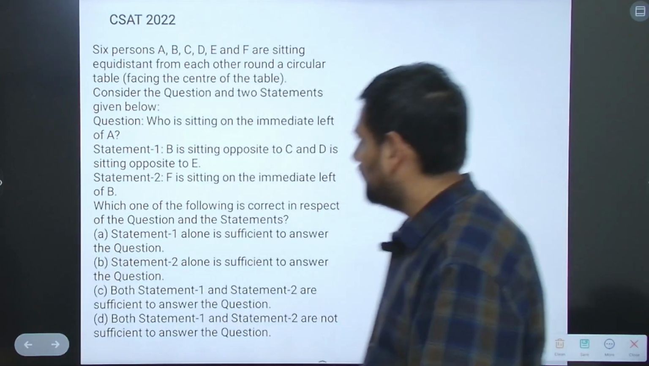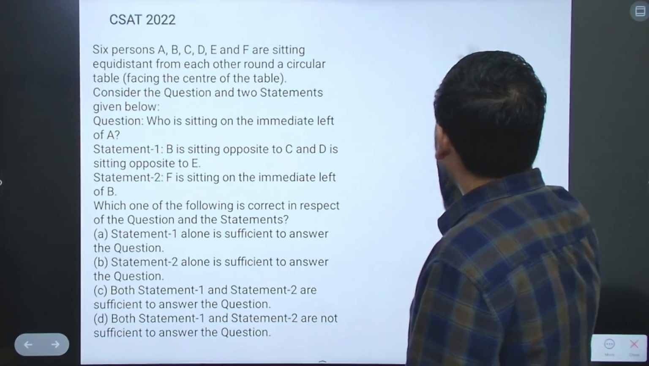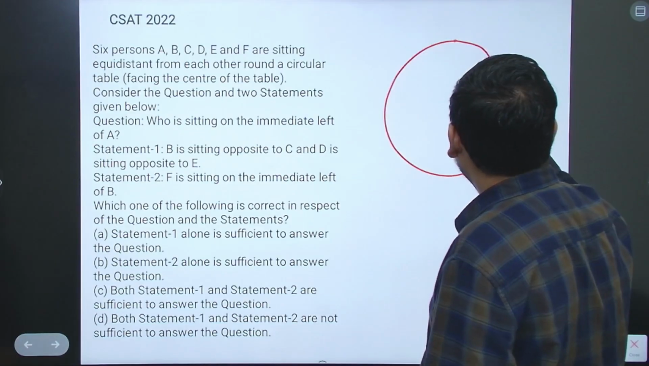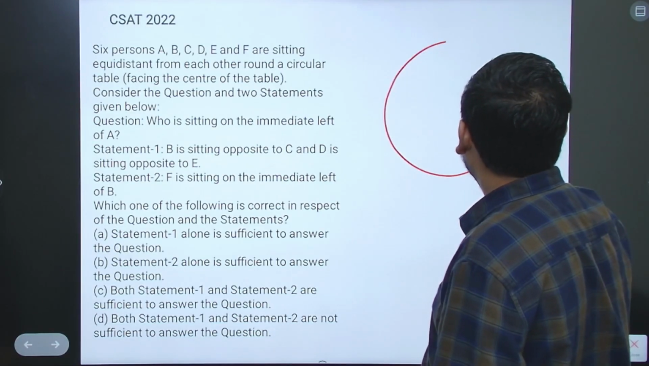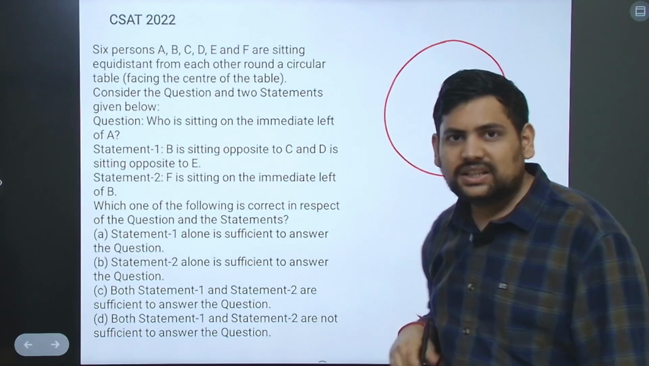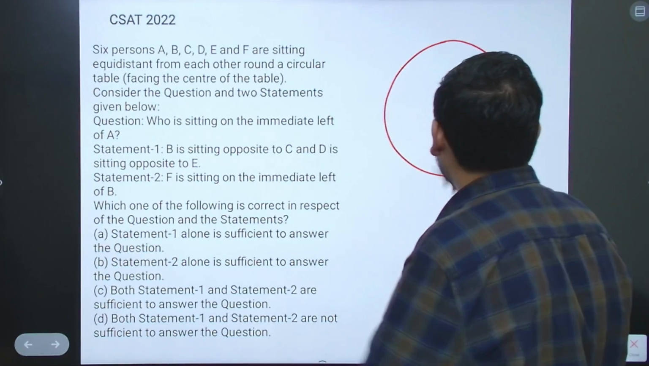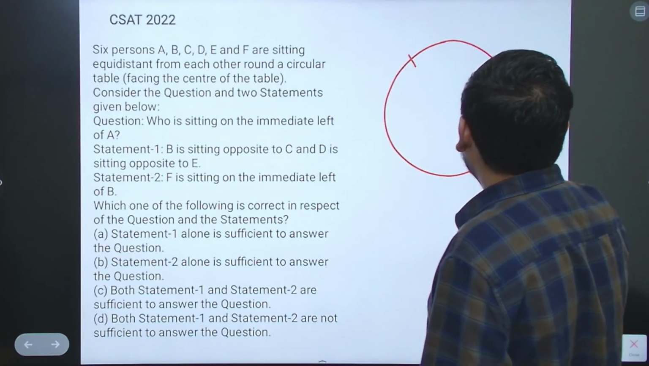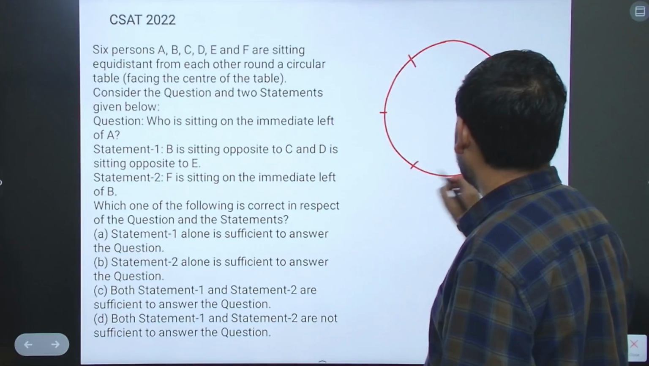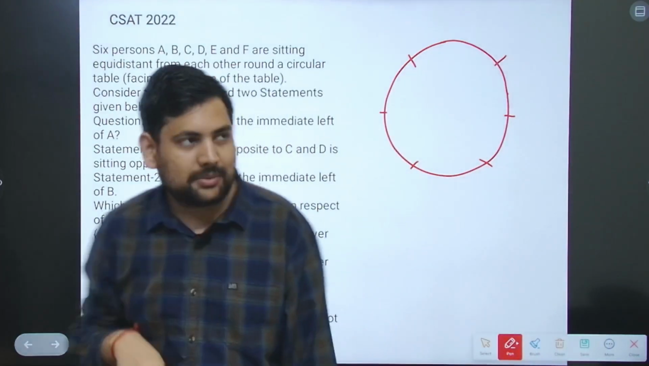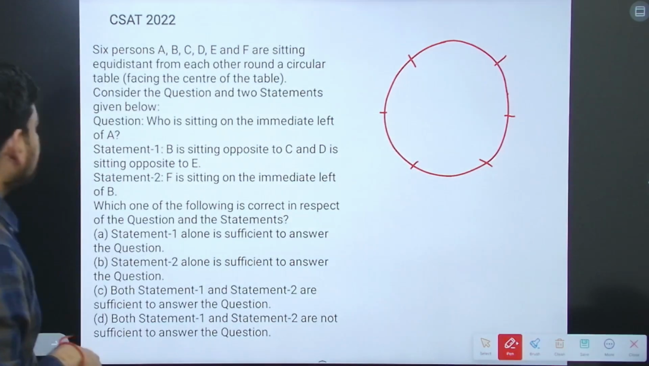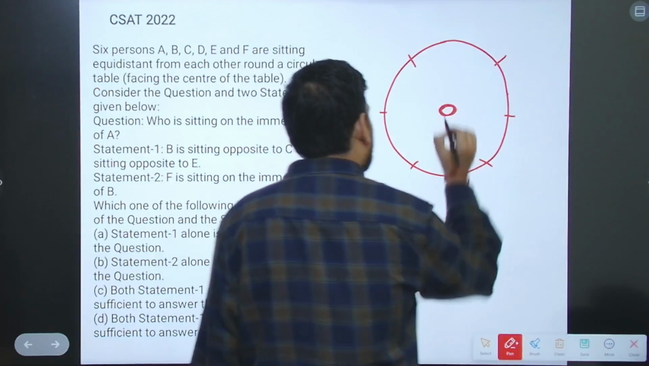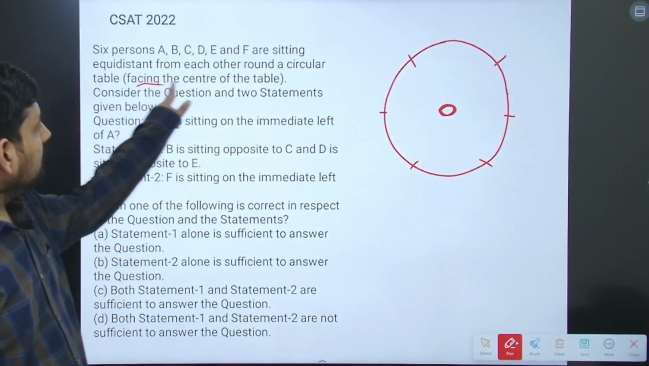Now let's get started. So what it says: there's a round table, and there are 6 members, A, B, C, D, E, F. Okay, so let's draw A. Oh, sorry, we don't know the position. So A, B, C, D, E, F, I don't know, I'm just randomly saying. So these are the 6 positions. Now they are sitting on a circular table, all of them facing towards the center. This is given in the question: facing the center of the table.